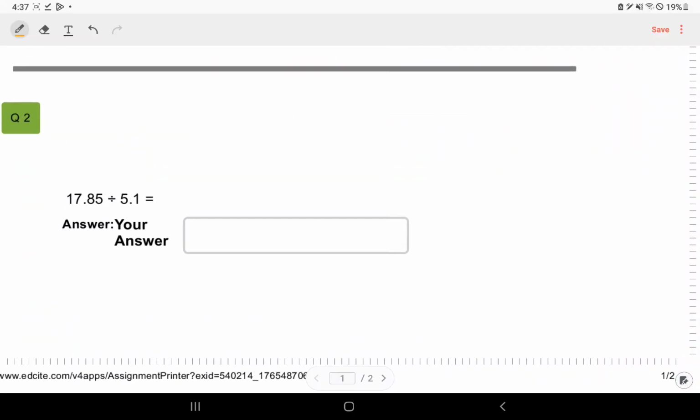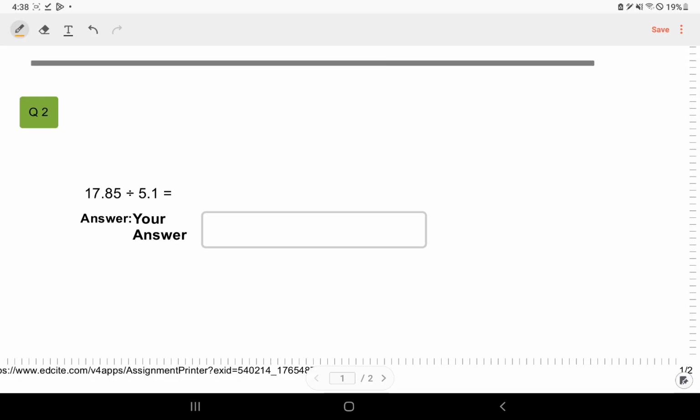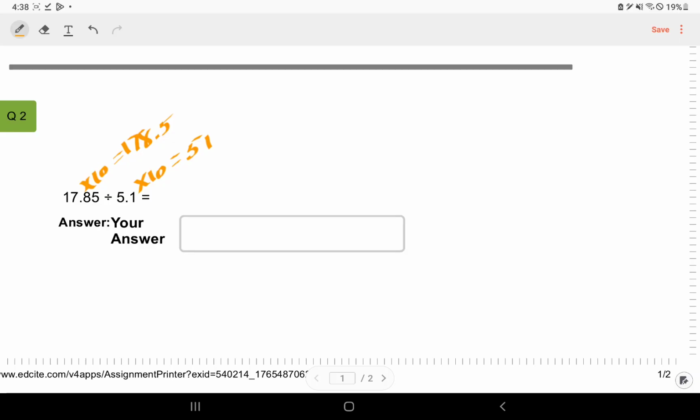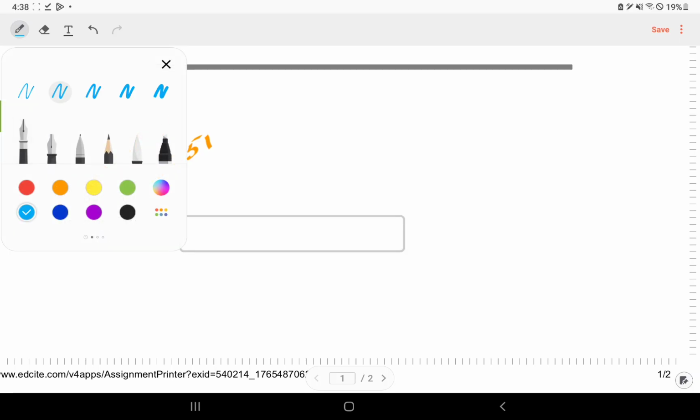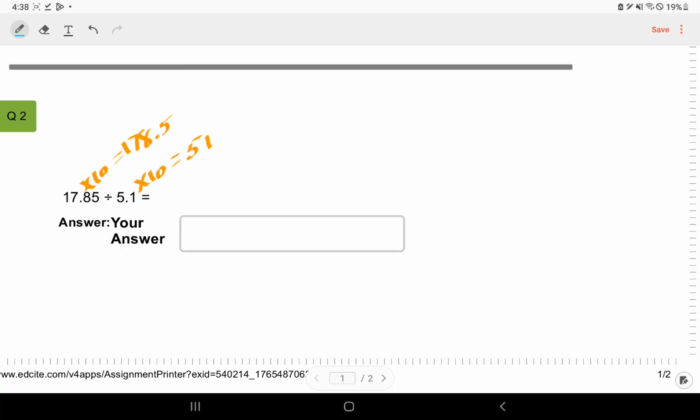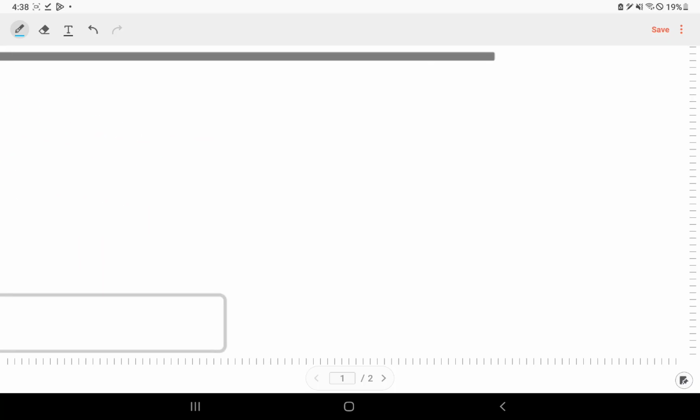And so now if I take a look at my next question, it's just asking me to divide. Well, I want to make this a whole number, so I multiply by 10. And if I multiply that one by 10, I have to multiply this one by 10. Well, that gives me 51, and so this gives me 178.5. I'm going to switch the type of pen I'm using so that I can write a little easier. So I've got 51 into 178.5.